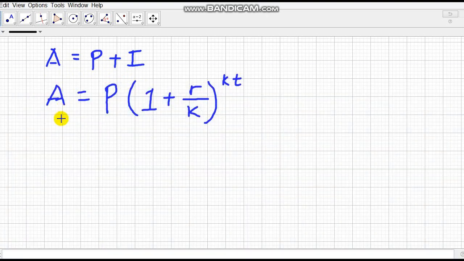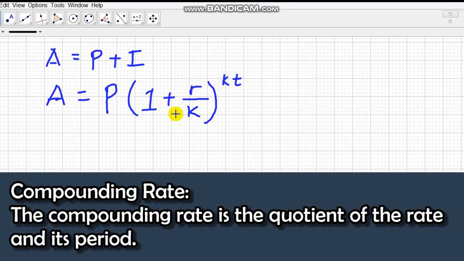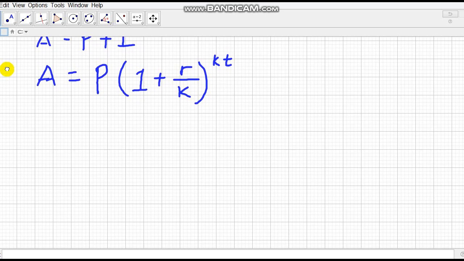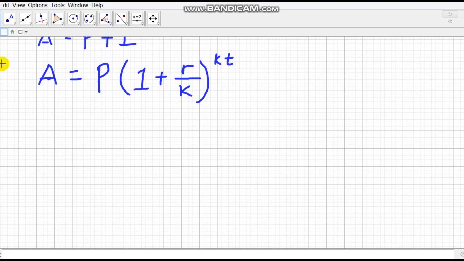A here is the maturity value. P is the principal or present value. R is the rate of interest. Time is T. And K is the period. The R over K is called the compounding rate. Now, the K is the period here. So, the period is the interval for compounding. We use specific terms to indicate the interval for compounding.